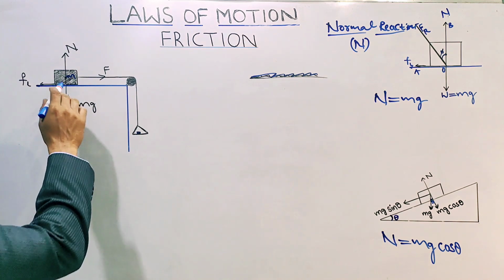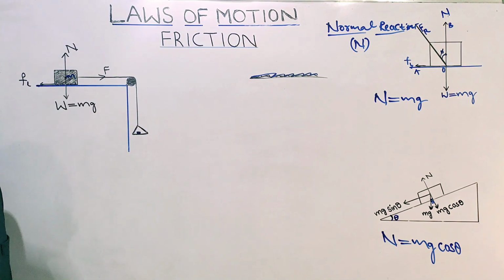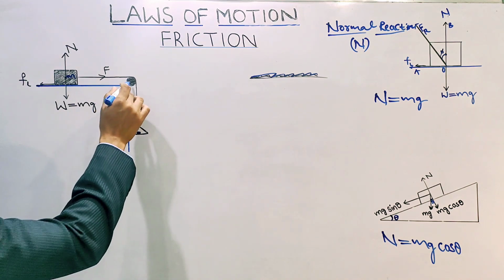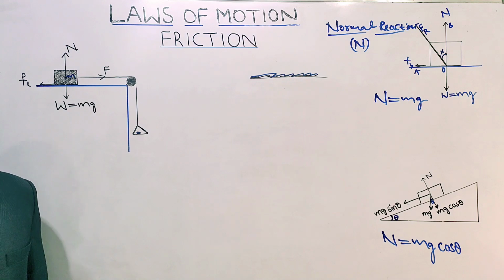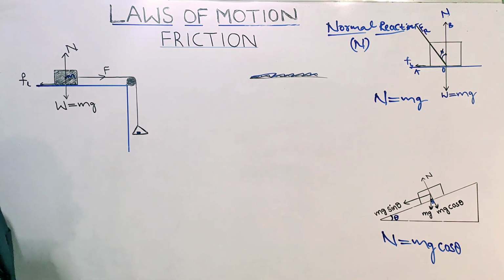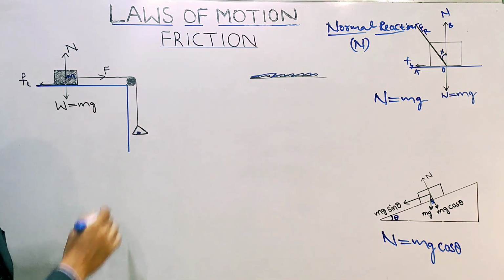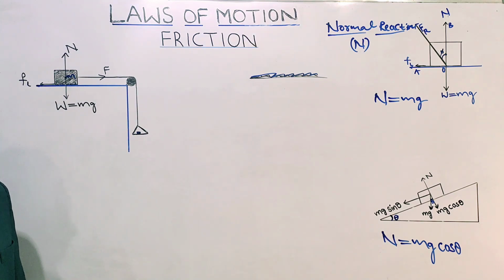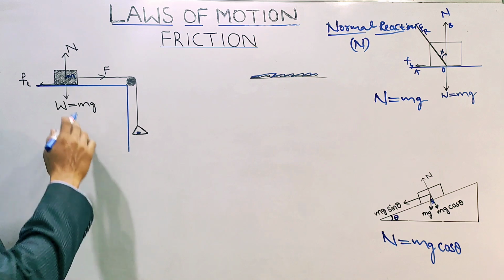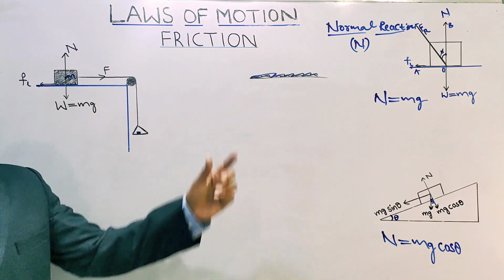Now this block is connected to a thread. The thread is passing over one frictionless pulley, like a wheel, and the other end of the thread is connected to one weighing pan. We can add loads in this weighing pan.